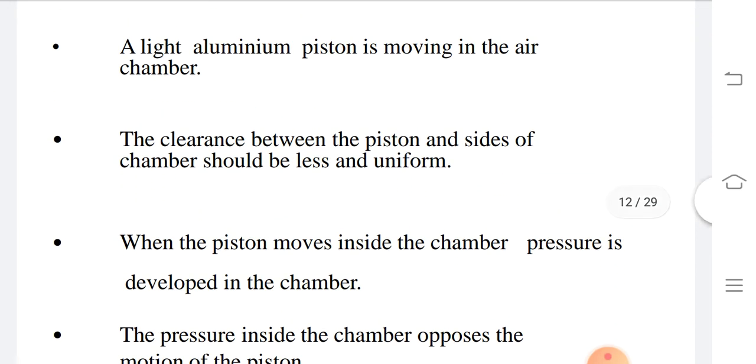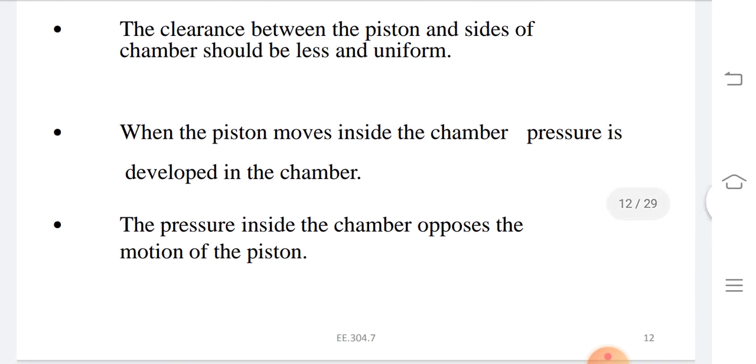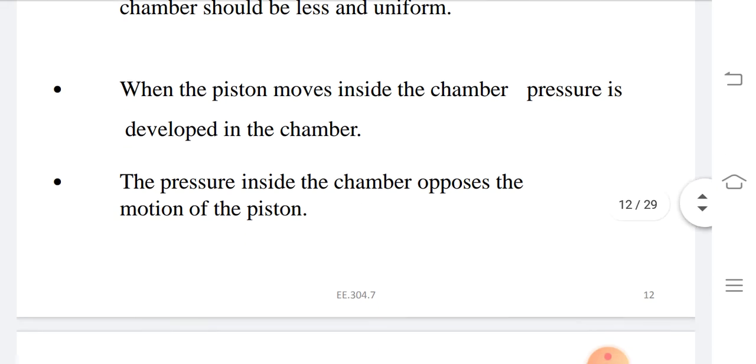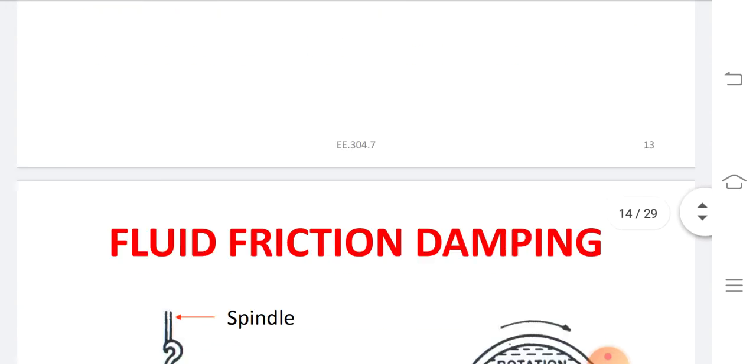So here a light aluminum piston is moving in the air chamber. The clearance between the piston and sides of the chamber should be less and uniform. When the piston tries to move inside the chamber, pressure is developed inside the chamber. The developed pressure opposes the motion of the piston, and when the piston tries to move away from the piston head, vacuum is developed. The vacuum inside the chamber opposes the motion of the piston, which in turn arrests the oscillations of the pointer.